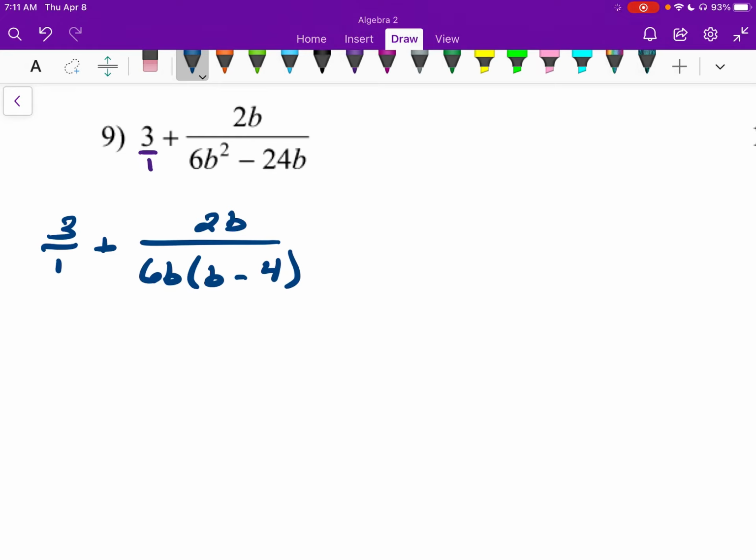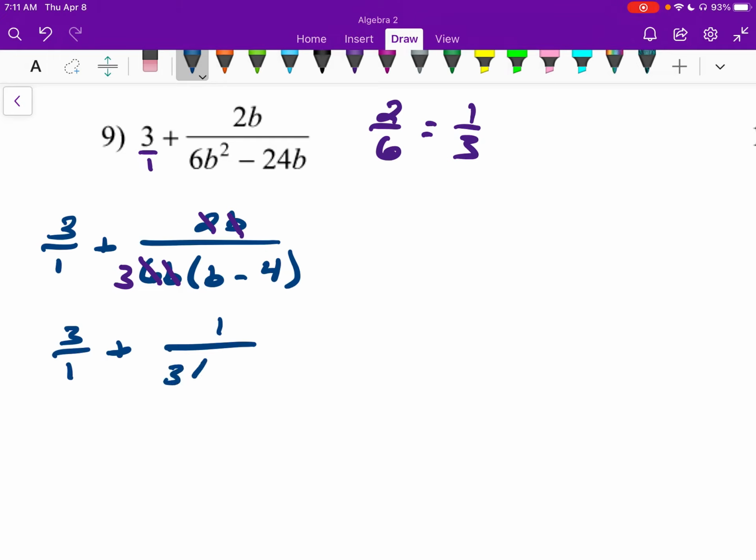All right, so now you might be seeing why I wanted to factor it first. We can cancel these b's out, and we can also cancel the 2 and the 6 out. The 2 and the 6 cancels to be a 3 on the bottom, right? If we have the fraction 2/6, that's 1/3. So I'm going to rewrite this as 3 over 1 plus, our numerator now in the second one is just a plain old 1, and then we have 3b minus 4.